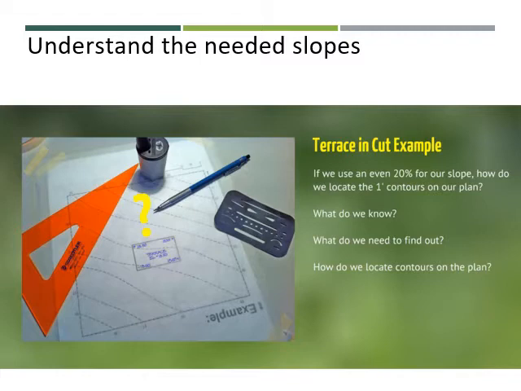So what do we know? We know the elevation of the terrace. We know the slope moving away from the terrace. What do we need to find out? We need to find out how far apart we have to space those contours, and of course, how do we locate those contours on the plan?